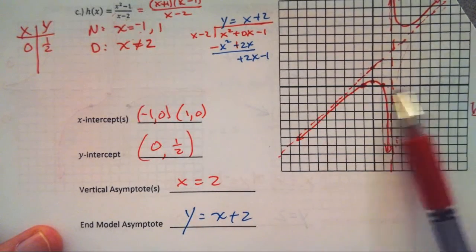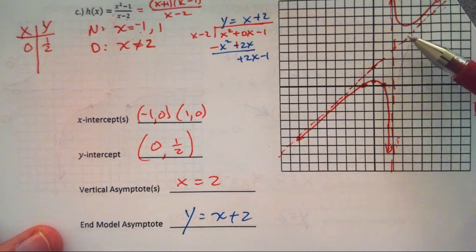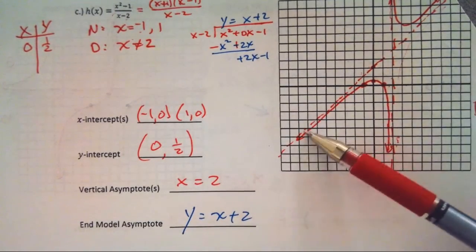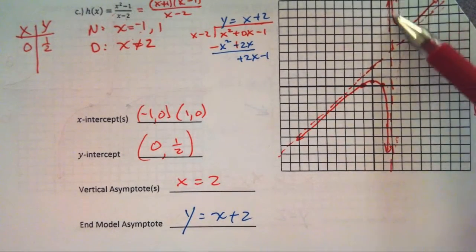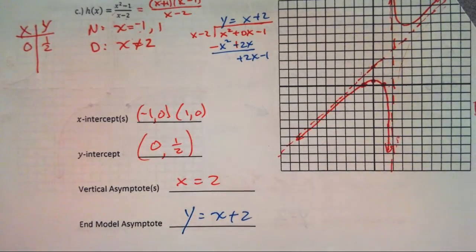Negative infinity. From the right, positive infinity. What's the limit as that function approaches infinity? Infinity. Negative infinity, negative infinity, and infinite discontinuity at 2. The graph has all the answers for us.